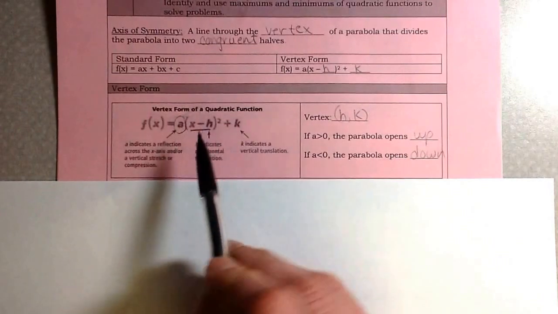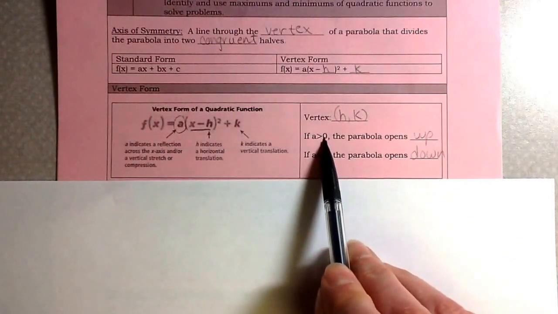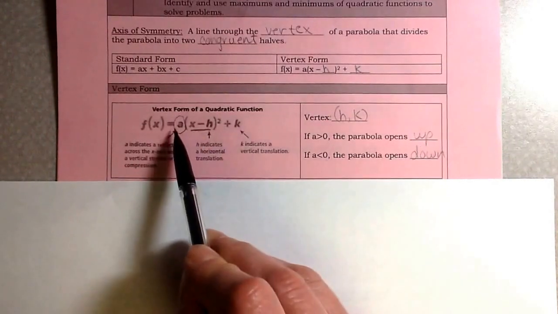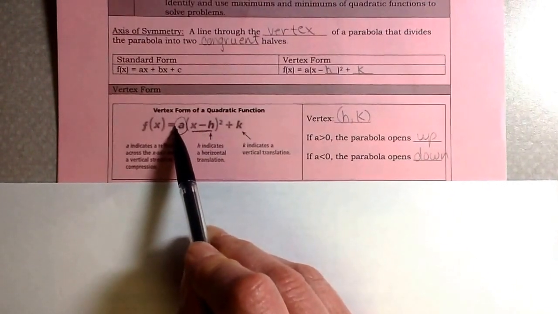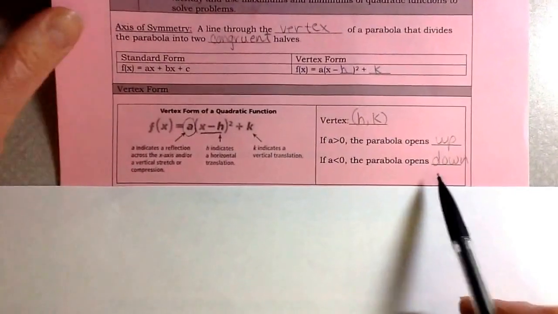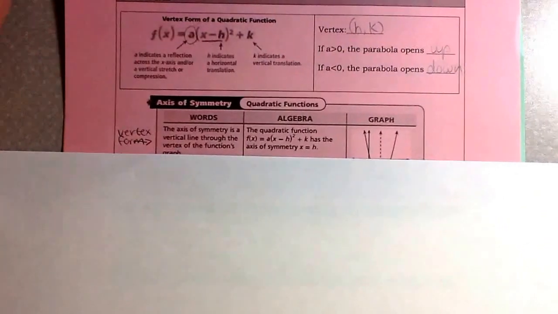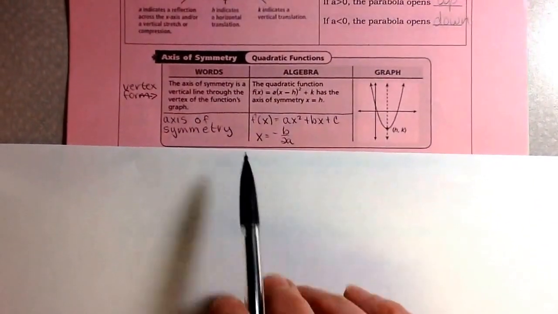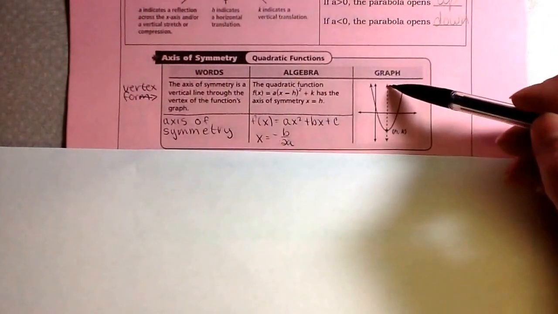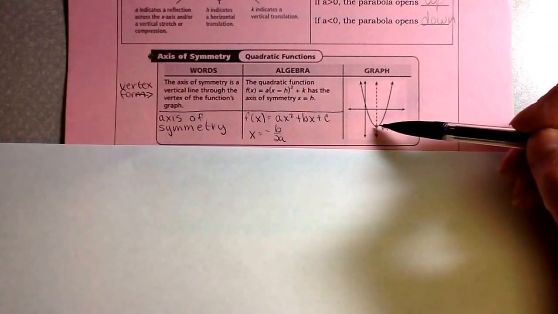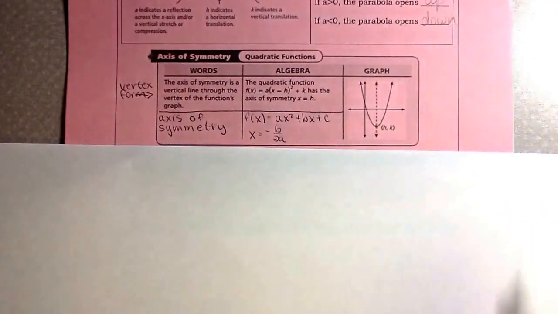If a, which is right here, is greater than 0, the parabola is going to open up. If a is less than 0, so if there's a negative here, if this is a negative a, the parabola opens down. So that's how you tell what the orientation of the parabola is. All right, let's talk a little bit more about axis of symmetry. The axis of symmetry, again, is a line that goes through the vertex of the parabola, and it divides the parabola into two congruent halves.